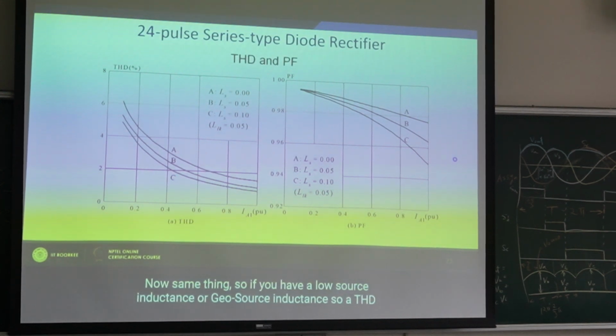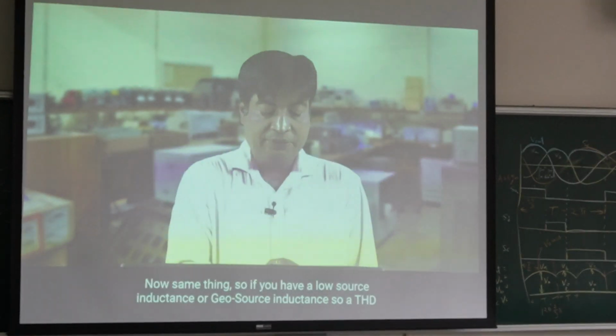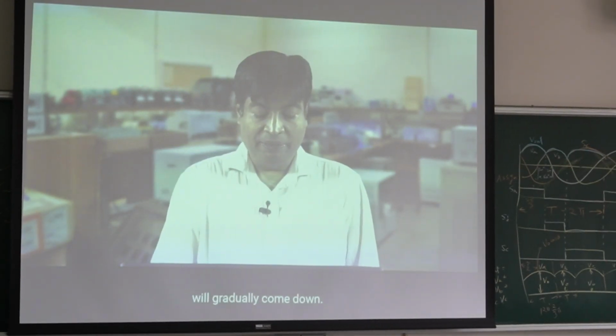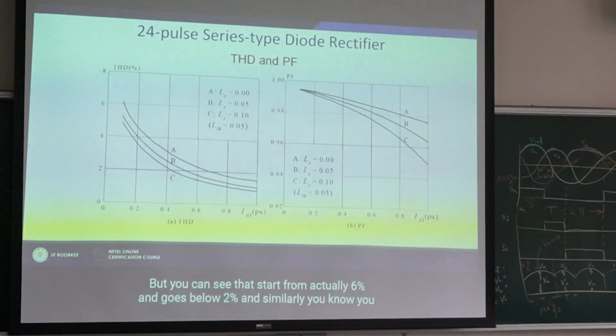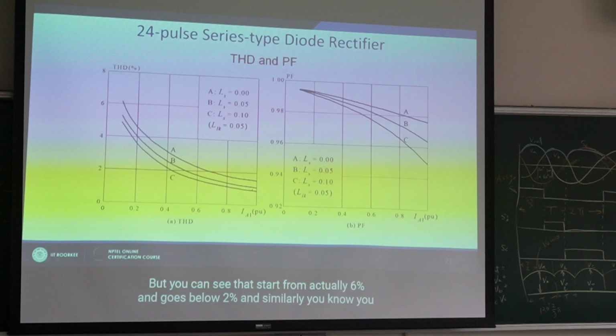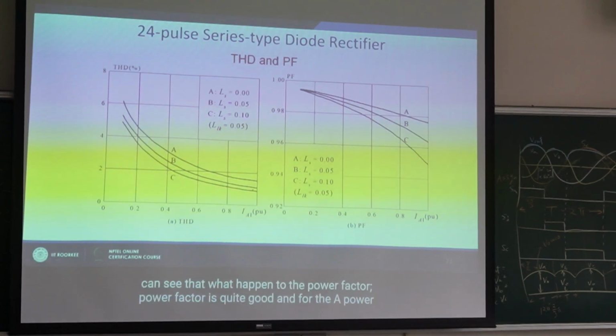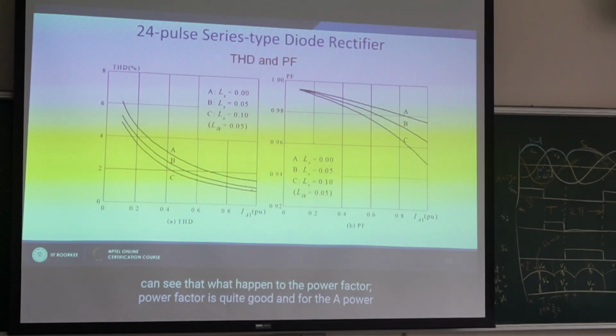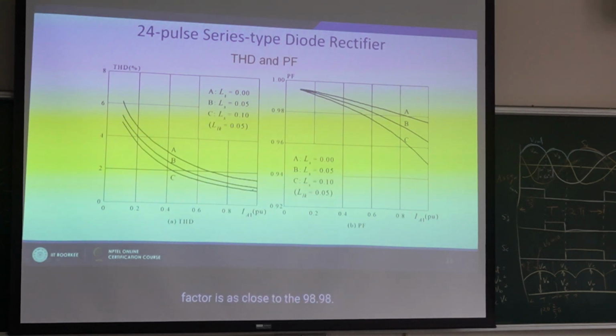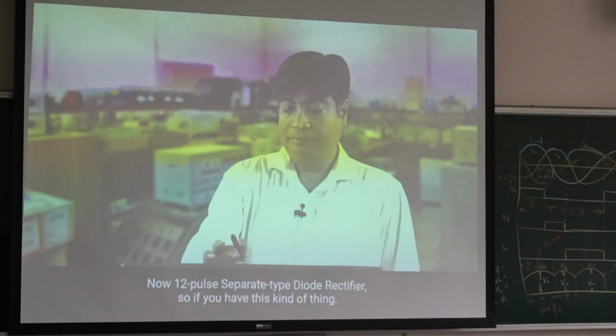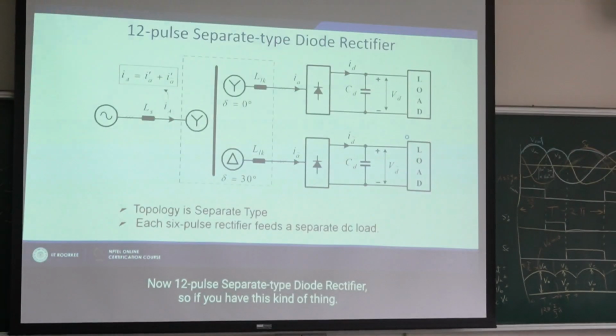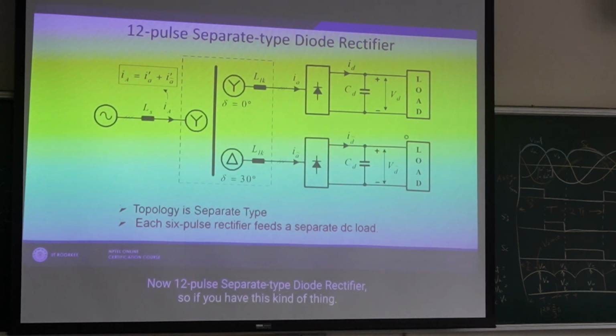Now the same thing: if you have a low source inductance or zero source inductance, your THD will gradually come down. You can see that it starts from about 6% and goes below 2%. Similarly, you can see what happened to the power factor. Power factor is quite good, and it is as close to 0.98.